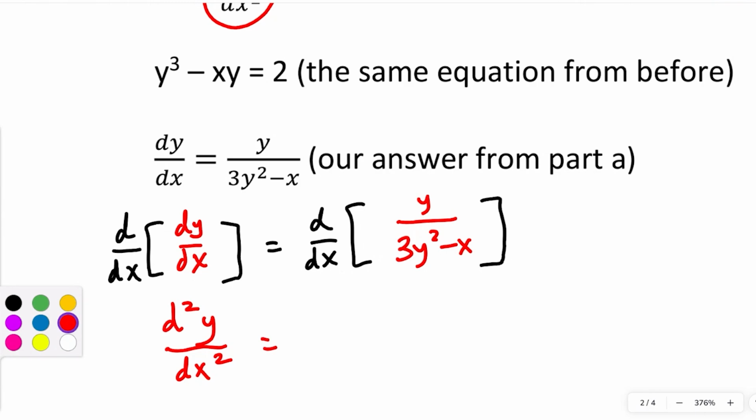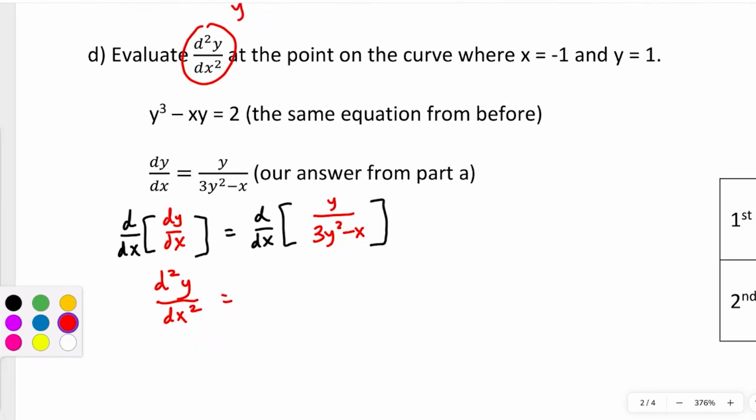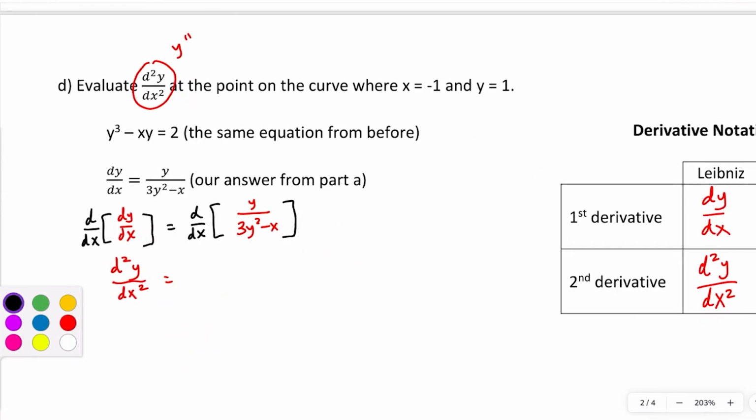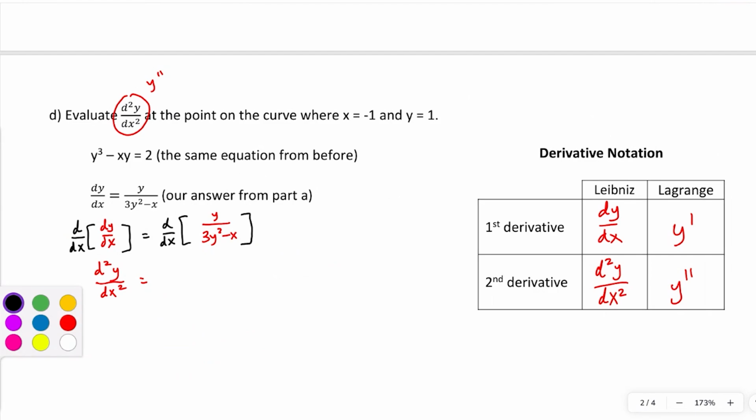Now, what kind of rule are we going to have to use here? Quotient rule. So maybe I should write the quotient rule out to the side as a little reminder. Let's say we have a quotient with a top and a bottom, and we want to differentiate it. It's going to be top prime bottom minus top bottom prime all over bottom squared. So in this case, the top is y, and the bottom is 3y squared minus x.